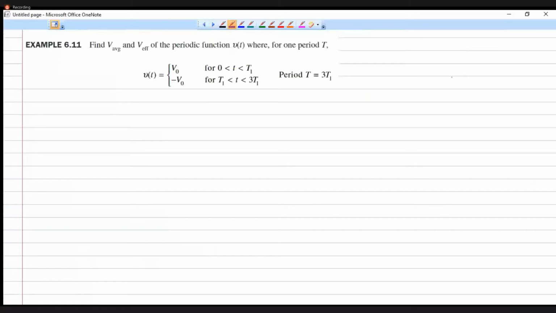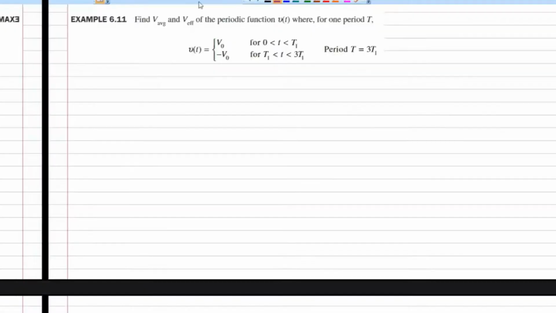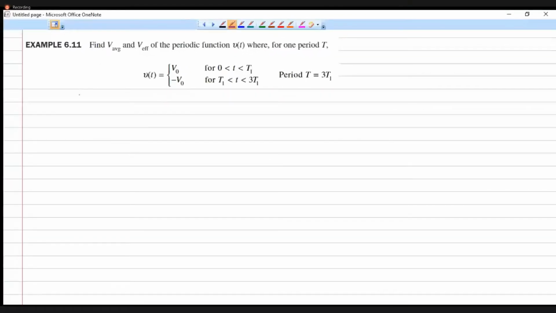And I left this one as an exercise. So has anybody tried? What is the average and effective value of this periodic function? Are you getting any answer for this question? So how can you find the average value? The definition is that the average value of V of t is equal to 1 by the time period, integral over the time period, of V of t into dt.